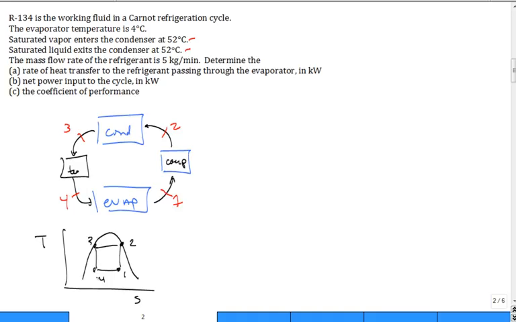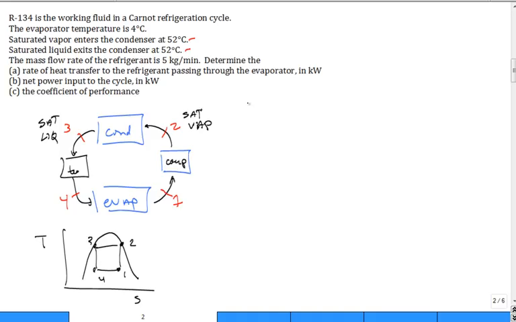All right, so what we have to do is figure out what is state 2. Sometimes we'll just say this is saturated vapor right there going out of the compressor into the condenser. That's the Carnot assumption. And it's saturated liquid right there. True? Okay.